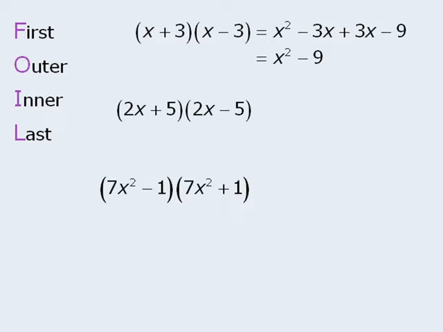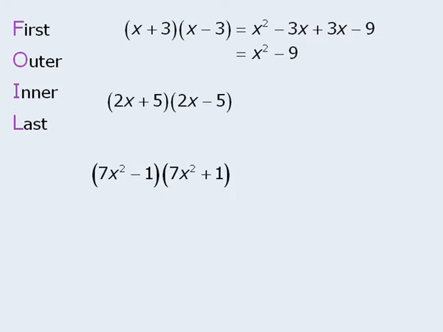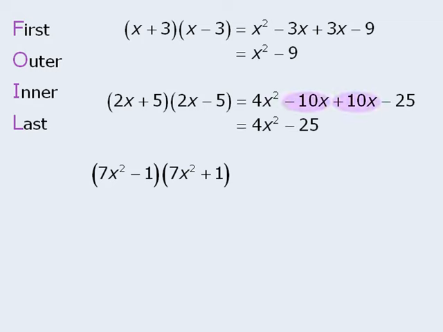In the next example, when we apply the FOIL method, we get the following. When we simplify, we can see that negative 10x and positive 10x cancel out, leaving us with 4x squared minus 25. One more example. Applying the FOIL method here gives us this. When we simplify, the two middle terms cancel out to give us 49x to the power of 4 minus 1.